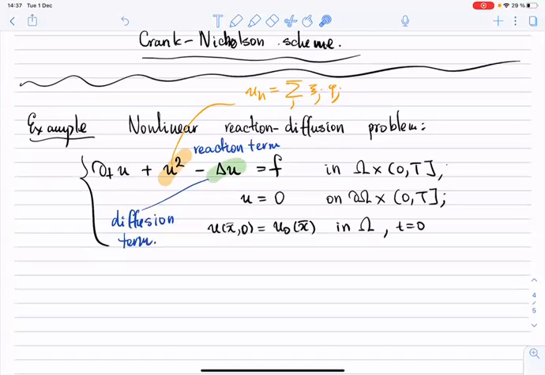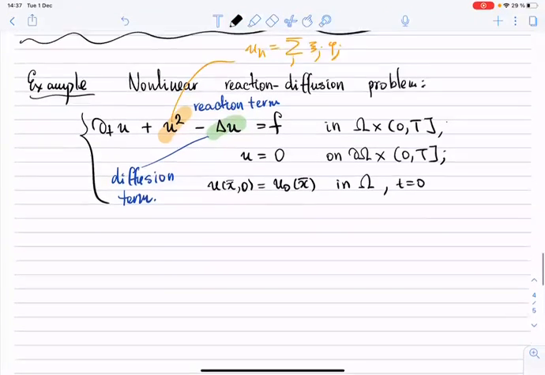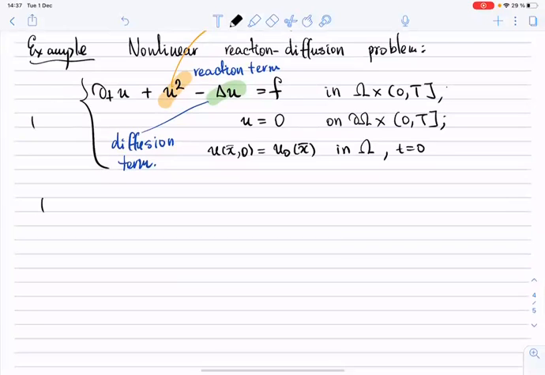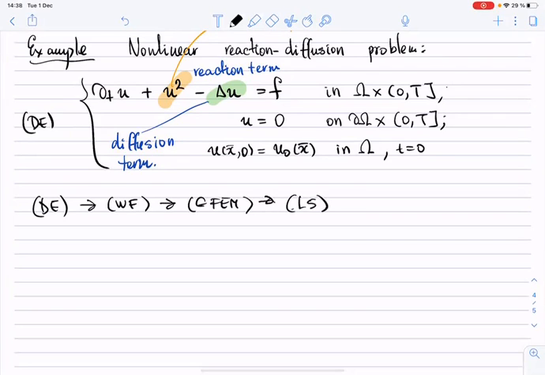So the idea is we have to pass all the steps from the differential equation, and we want to come to the final linear system to solve. What to do? Yeah, so again, this was our differential equation. We have to follow the usual steps: differential equation, weak form, Galerkin finite element, and finally this linear system.